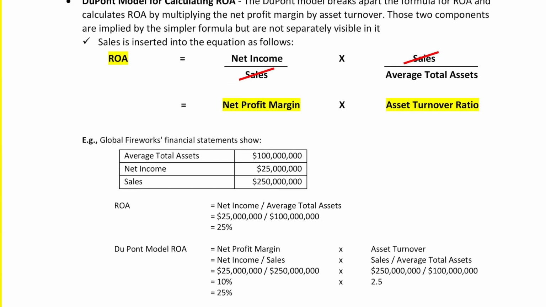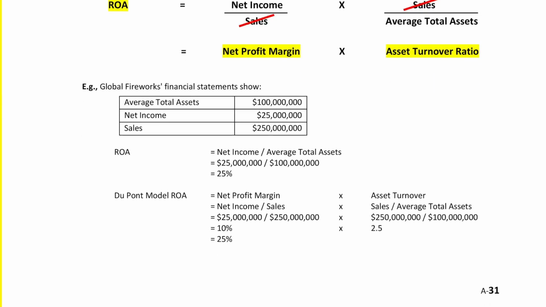To understand this further, let's look at an example. You have Global Fireworks. Their financials show average total assets of $100 million, net income of $25 million, and sales of $250 million. The ROA, underline that, is equal to net income divided by average assets. That's 25 million divided by 100 million, which is, underline, 25%.